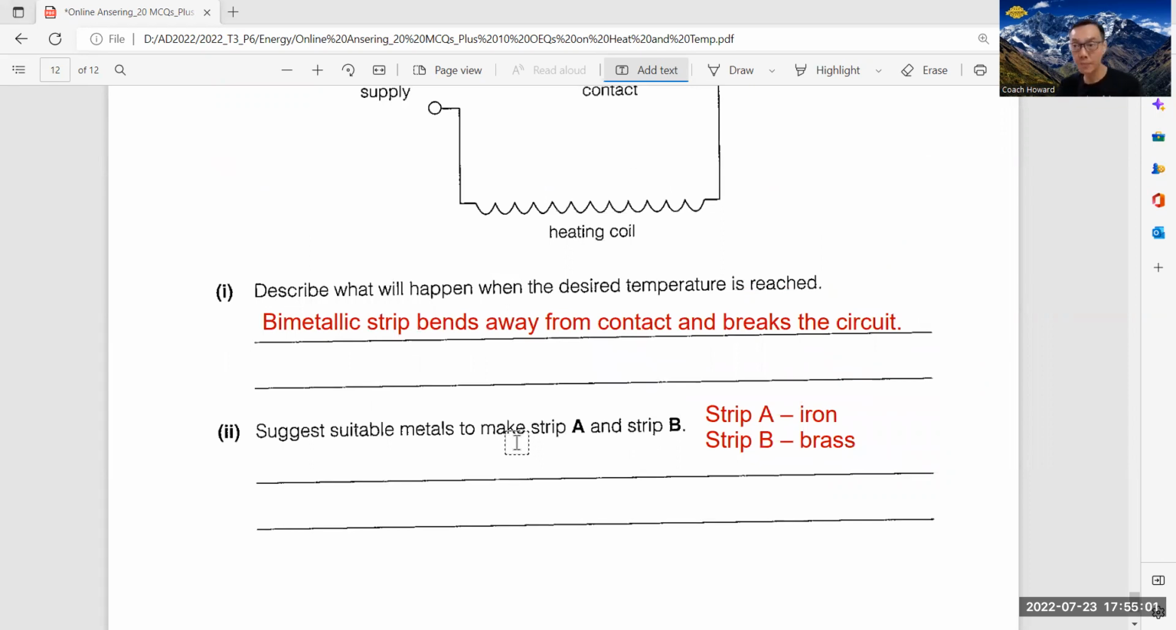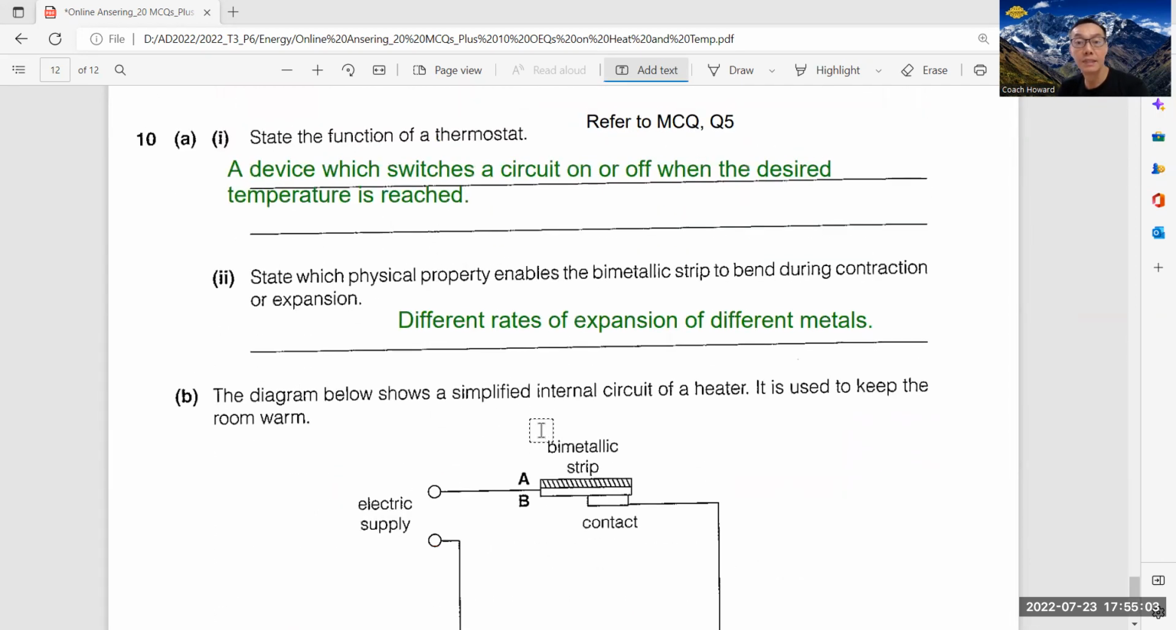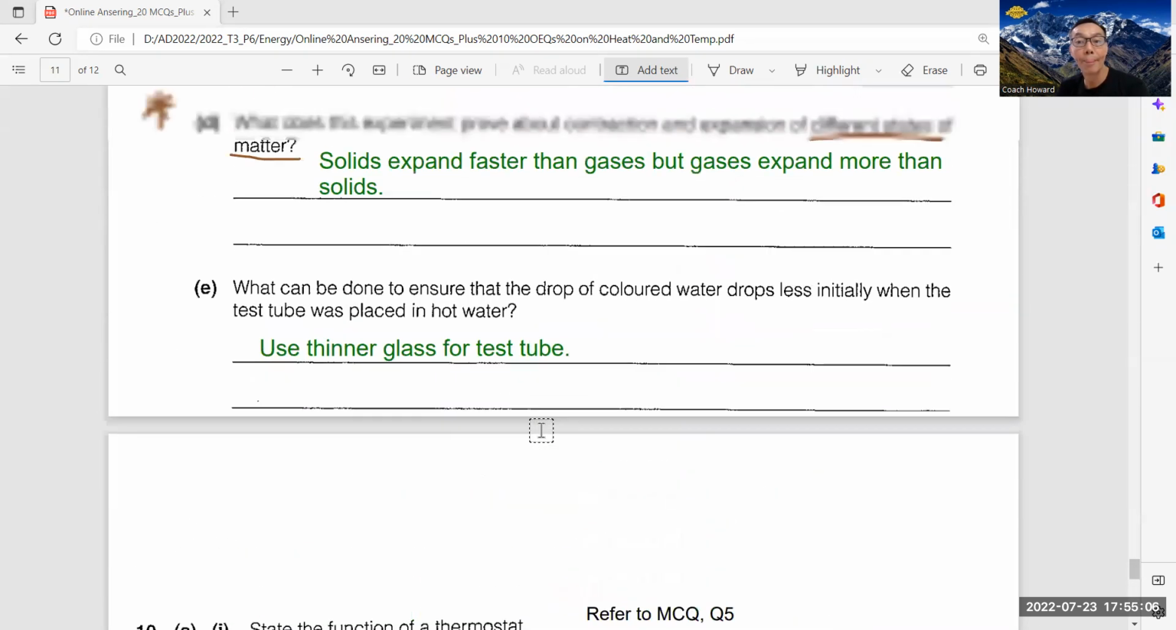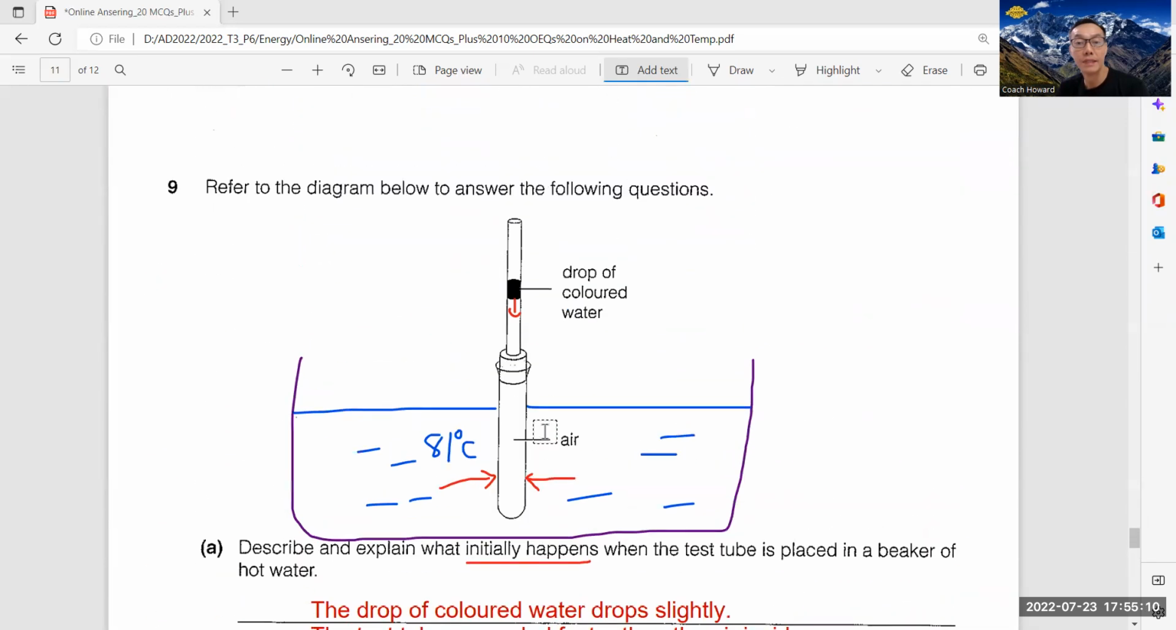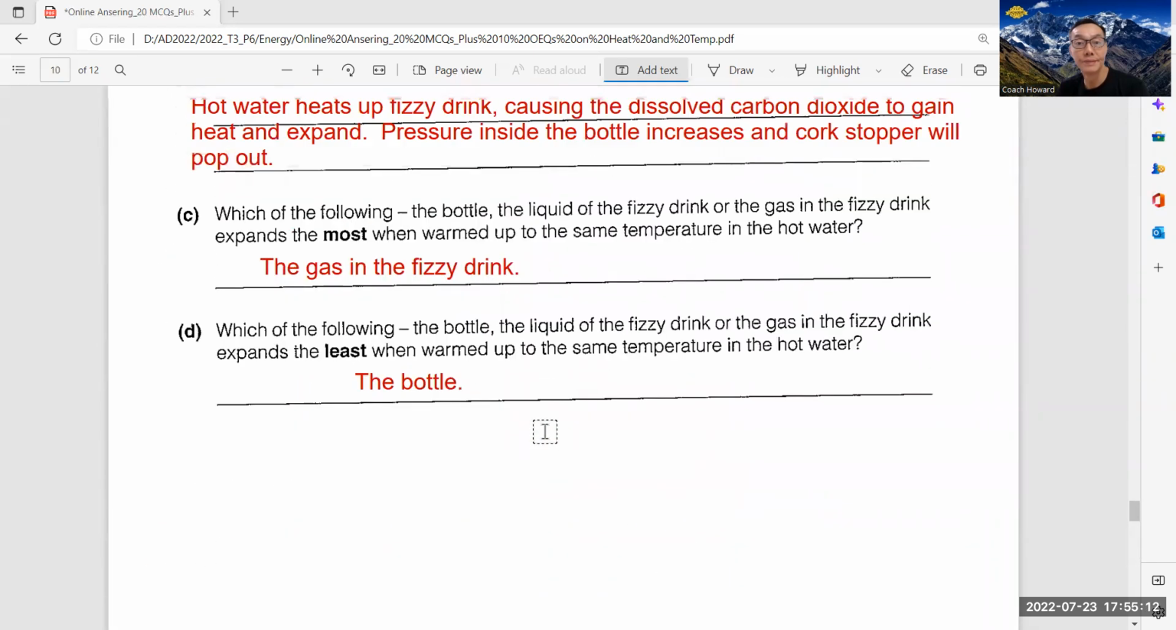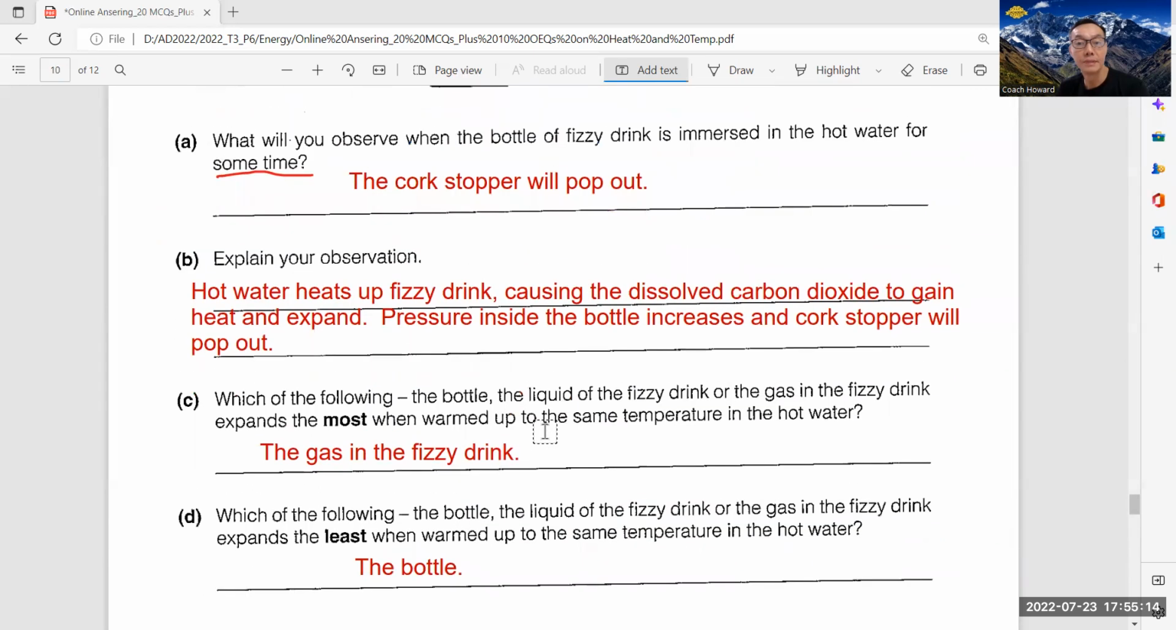So this paper, I've gone through this one, and this one. Okay, I will pause the recording and then continue to the next paper.